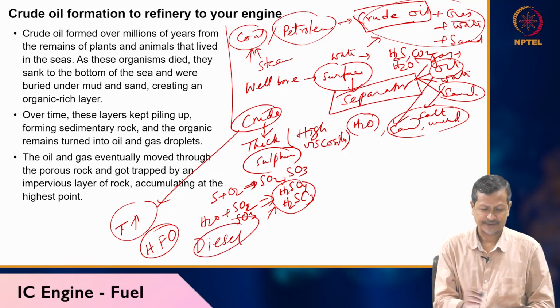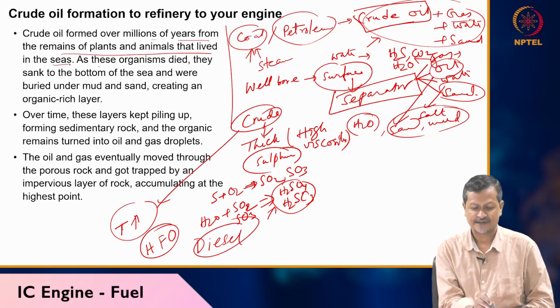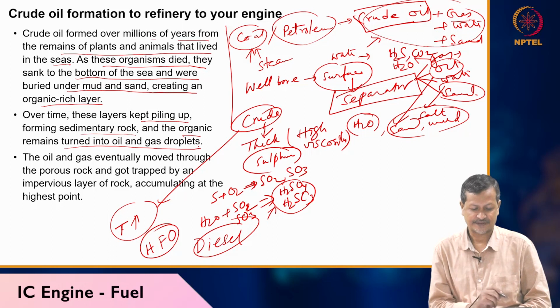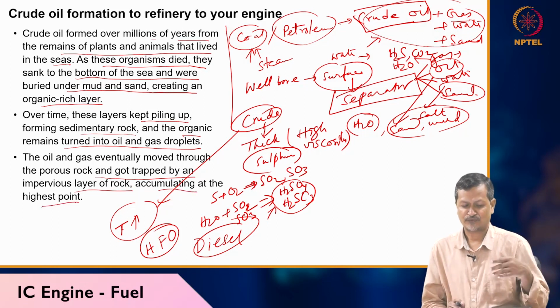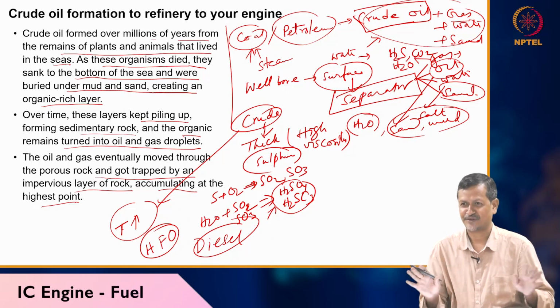Okay, crude oil formed over millions of years from the remains of plants and animals that lived in the seas. When these organisms died, they sank to the bottom of the sea and were buried under mud and sand, creating an organic-rich layer. Over time, this layer kept piling up, forming sedimentary rock, and the organic remains turned into oil and gas droplets. The oil and gas eventually moved through porous rock and got trapped by an impervious layer of rock, accumulating at the highest point. If you want to know more about how this is formed, you have to go through Wikipedia or other documents. This is not within our syllabus, so I am not going into details. Fine.